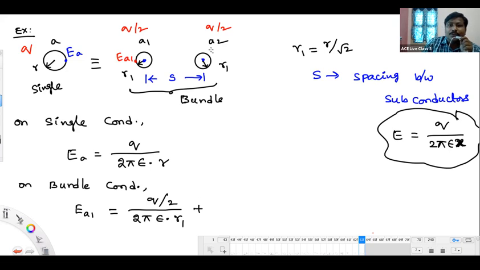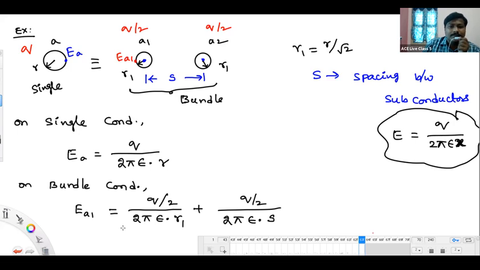Next, due to A2, what is the field intensity at this place? It will be Q by 2 by 2 pi epsilon into S, where the spacing is S. All of you understanding this? In the previous case of a single conductor, we have only one conductor, so we get only one number. But in the bundle case, I have two conductors. So if you want to find the field intensity at any one place, I will have two numbers by superposition. Because of A1, you get some number, and because of A2, you get some number. The resultant is the field intensity at that location.